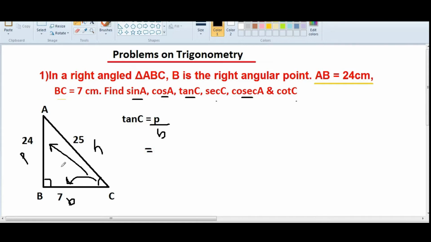So the perpendicular value for this figure is 24 and the base is 7. So 24 by 7, that is our answer.